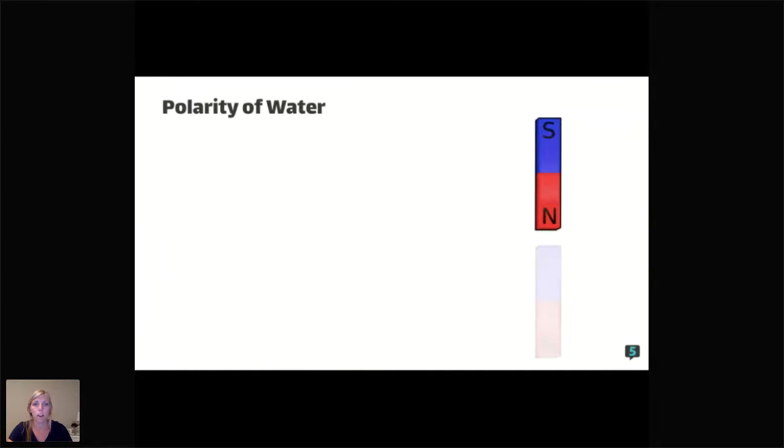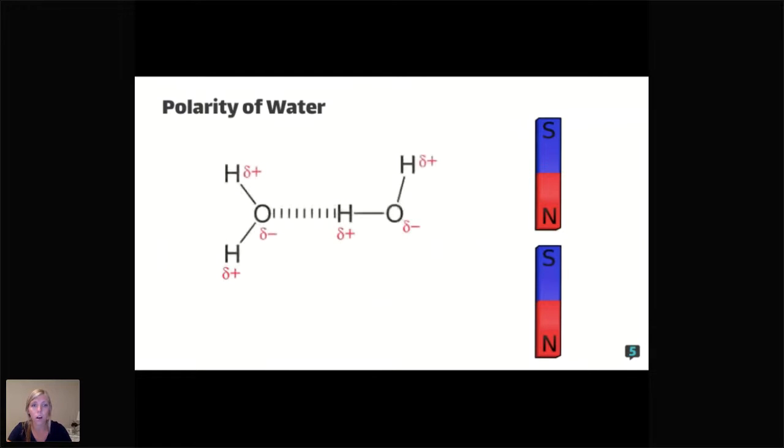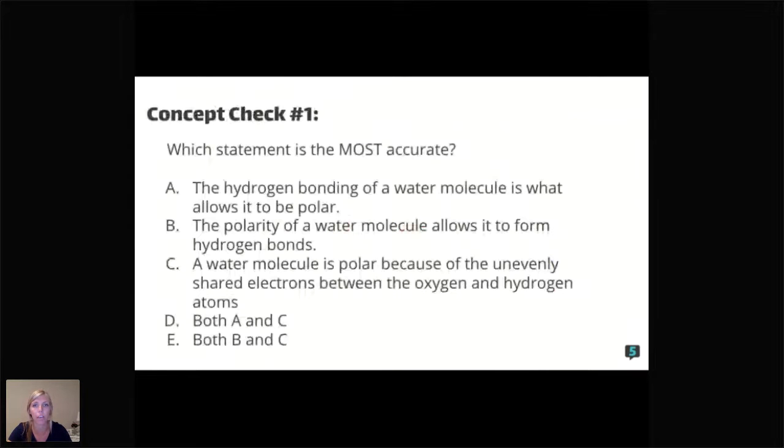Okay, let's move on past polarity. Here we go, a quick check-in question for you. Concept check number 1, I only have 5 of these, but let's read it. Which statement is most accurate? A, the hydrogen bonding of a water molecule is what allows it to be polar. B, the polarity of a water molecule allows it to form hydrogen bonds. C, a water molecule is polar because of the unevenly shared electrons between the oxygen and hydrogen atoms. Or D, both A and C. Or E, both B and C.